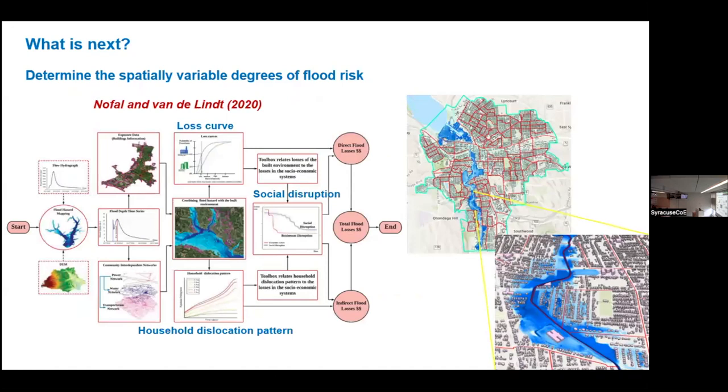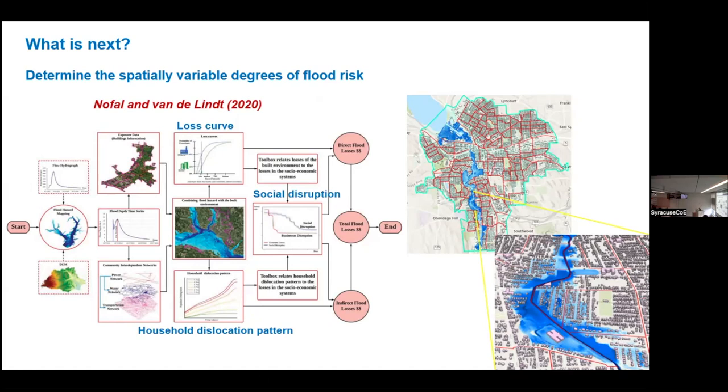So what I plan to do next is to take advantage of the framework from this study. This framework basically says we calculate the direct loss and the indirect loss due to flood. On the one hand, they developed this loss curve based on the buildings affected by different flood events. On the other hand, they use the stream network, water network, and built environment to develop this household dislocation pattern. And then they combine these together to develop this curve.